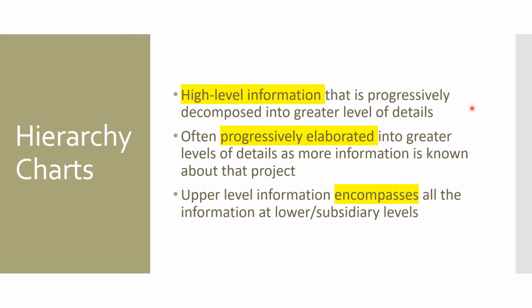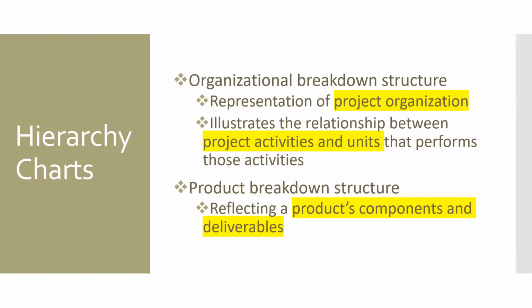So generally hierarchy charts are often progressively elaborated into a greater level of details as more information you get to know about the project. So upper level information encompasses all the information of subsidiary or lower levels, right? So there are five types of hierarchy charts. PMBOK 7 talks about it. The first one is organizational breakdown structure.